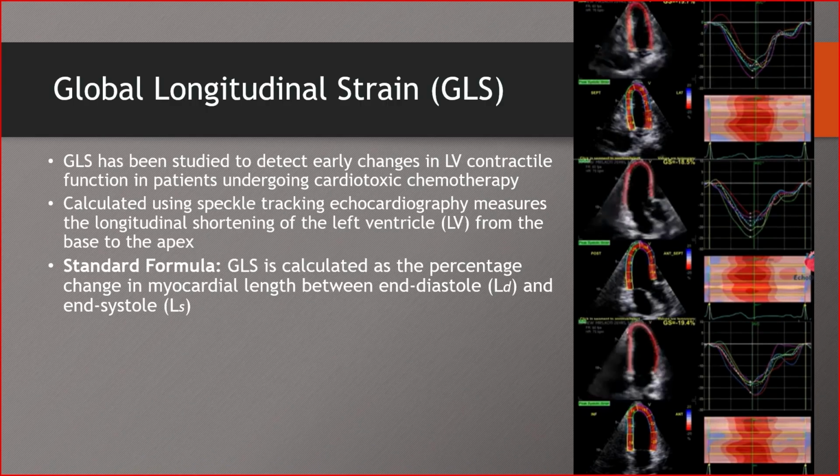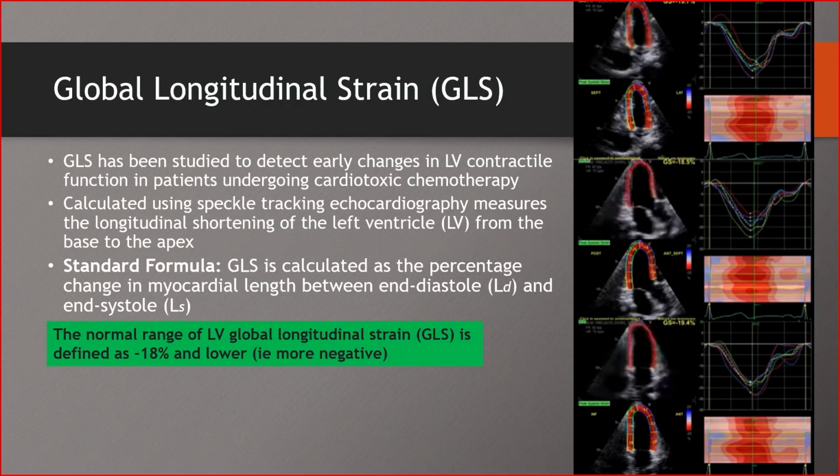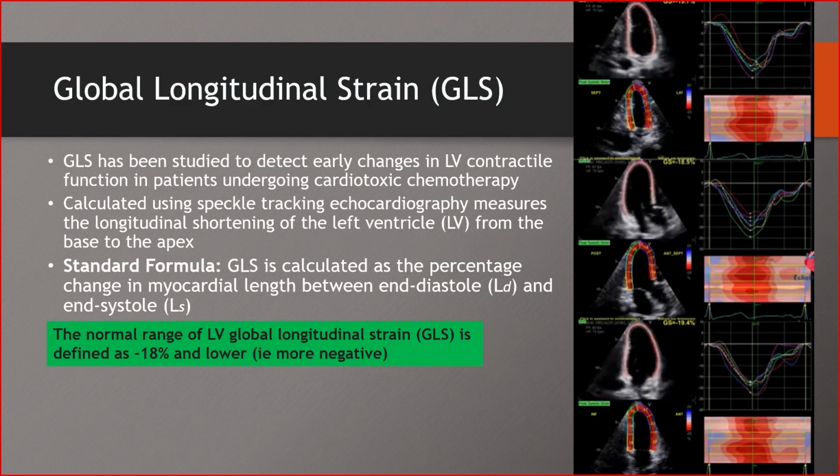And it's usually calculated by speckle tracking echocardiography, which, like I said, measures the longitudinal shortening of the LV from the base to the apex. And then the number that will be produced will be in the negative form. And so a normal range of the LV global longitudinal strain will be -17 to -18%. And the more negative the number, the better it is.